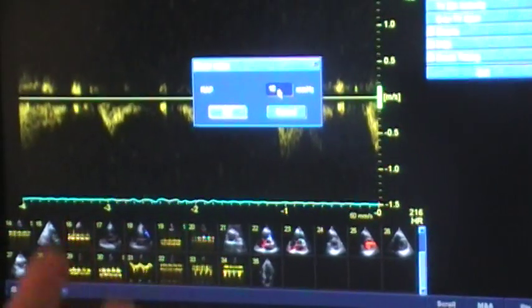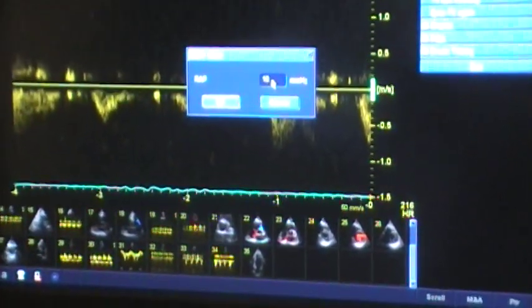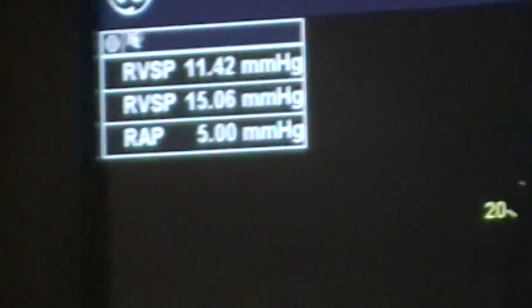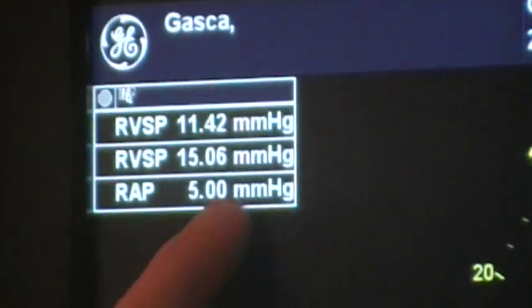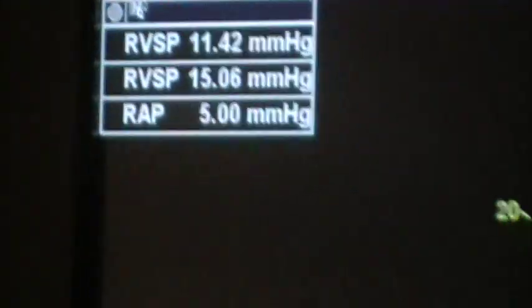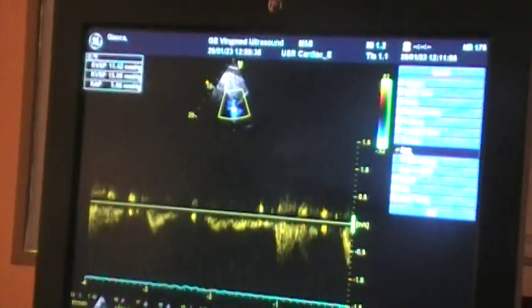So 5, 10, 15, 20 is accepted. They've changed those numbers now. A lot of places we use 3, 8, 13, and 18, I think, are the numbers. So it just depends on what your cardiologists want. But this is where you would plug that in, and I would put in 5 for her because hers was normal. What that number does is it takes the tricuspid regurg that we measured, and it adds 5 millimeters of mercury to whatever pressure the machine calculated for it, and it's going to give us the right ventricular systolic pressure estimation. That's something you can't get accurately unless you do a heart cath, but we can estimate it based on what we're seeing. So that's why we do that.